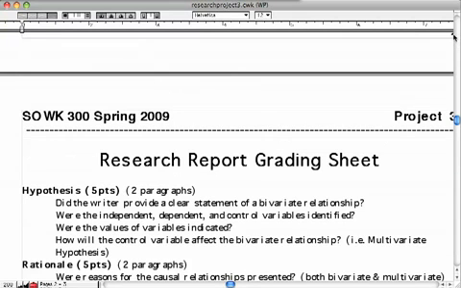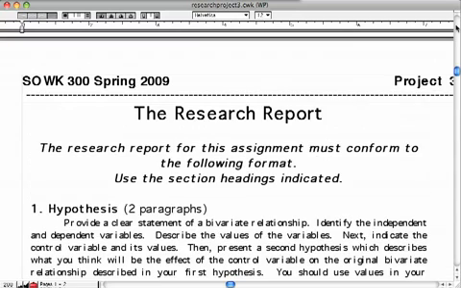So there we have it in a nutshell. Easy peasy, your research report grading sheet. And I've gone through the outline for your research report.